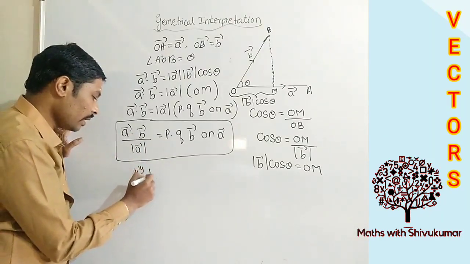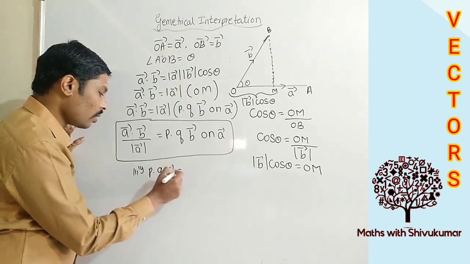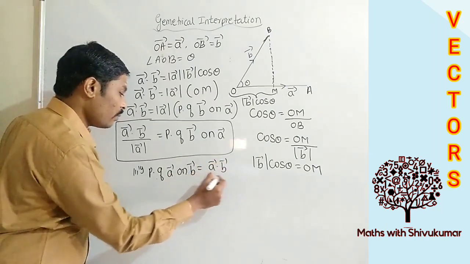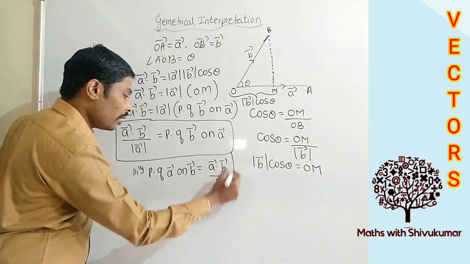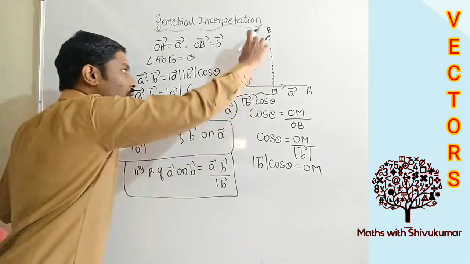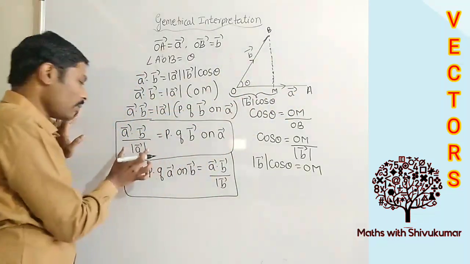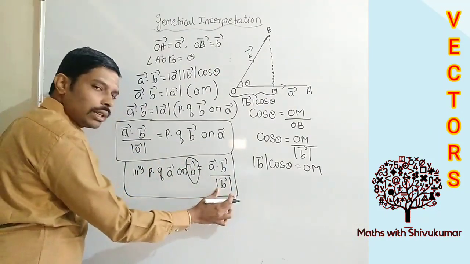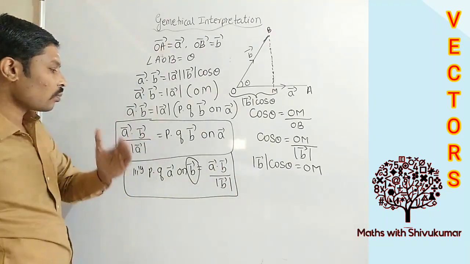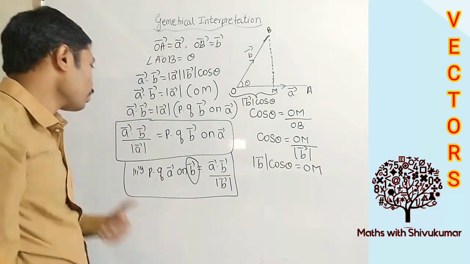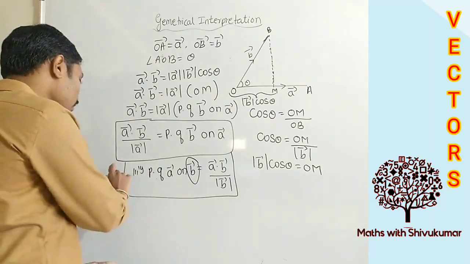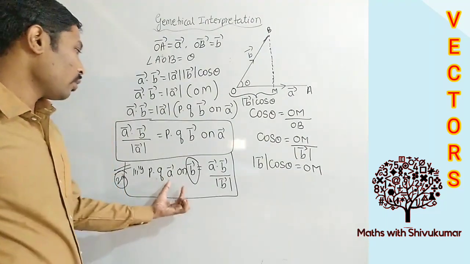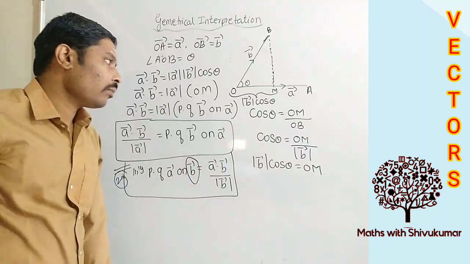Similarly, what is the projection of A on B? The projection of A on B equals A dot B divided by B, because for the projection of B on A we divide by the magnitude of A, so for the projection of A on B, the magnitude of B comes below. This is another formula to find the projection of A on B. So remember this formula, students. Based on this, they will ask 2 mark questions. Projection of A on B equals A dot B divided by magnitude of B.